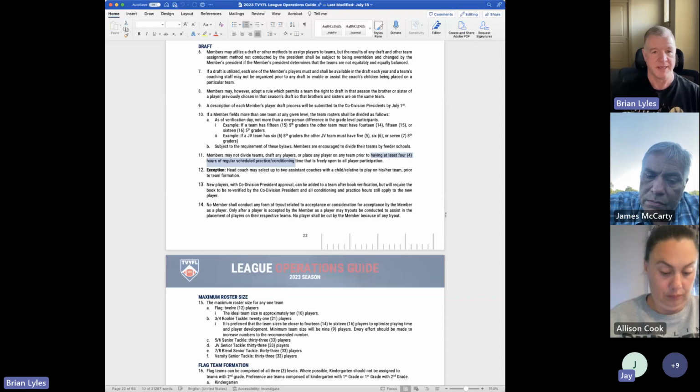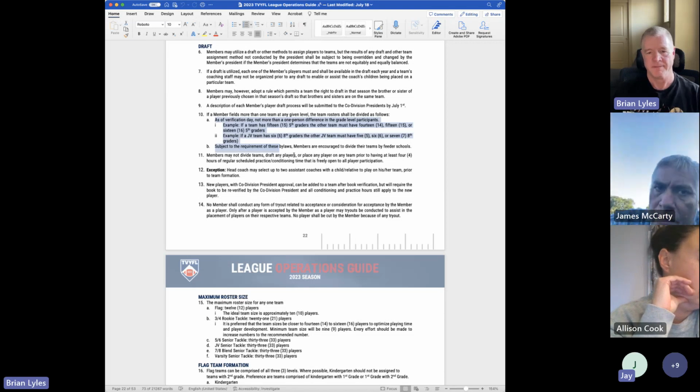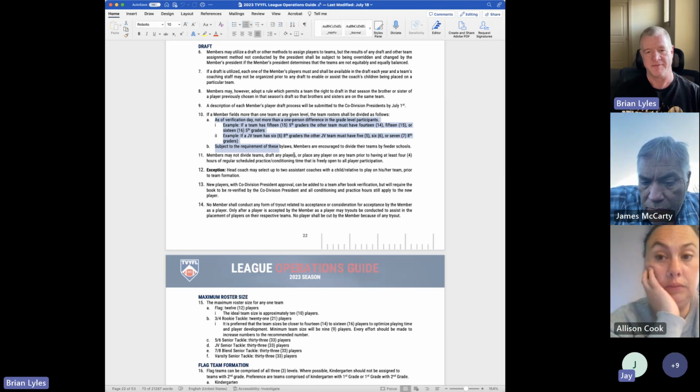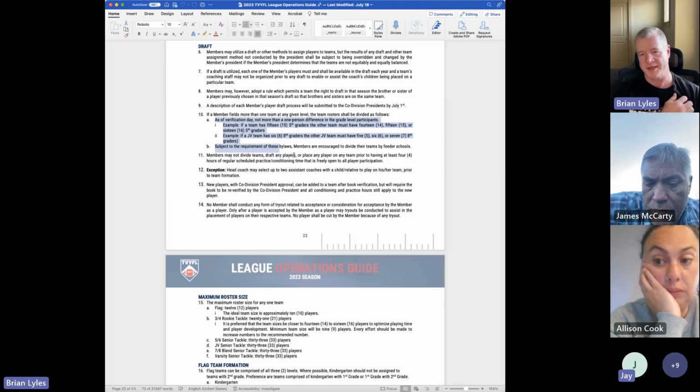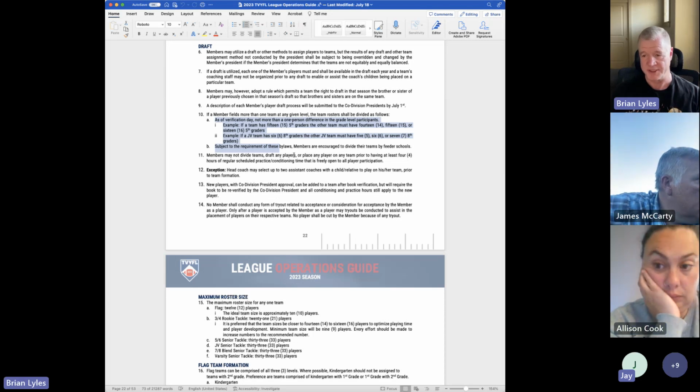There's no stacked teams. And then when you get into the draft, how many players within each team, right? Allison spoke about this briefly. If you have two teams, 5th and 6th, the teams can be no more than one different in age levels between the teams, and then the total player counts as well. So you can't have one team with 32 and the other 30, as an example. And you can't have one team with 25 5th graders and 10 6th graders, and the other team with 26 6th graders and 10 5th graders. You can't do that either.